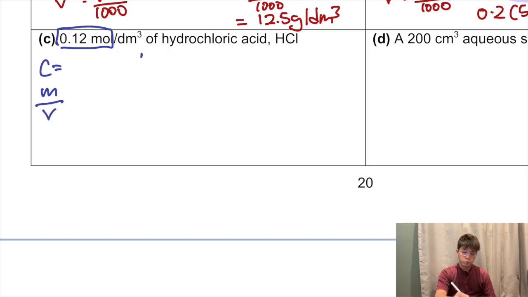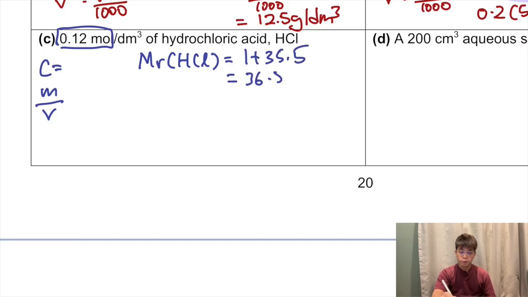So what I need to do first is calculate the MR of HCl. Pause the video, try and calculate this. Alright, so it's 1 plus 35.5. That is 36.5. And what does that mean? It means that 1 mole is equal to 36.5 grams.